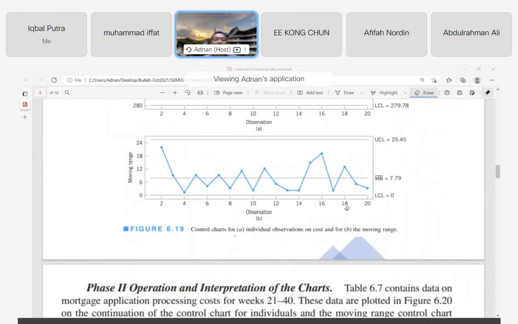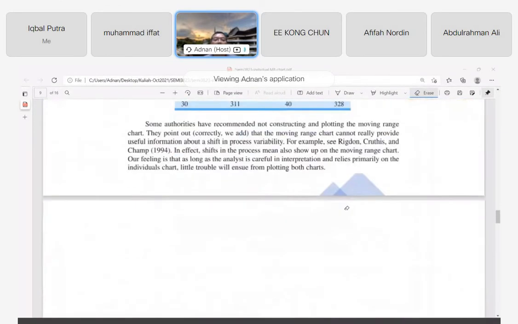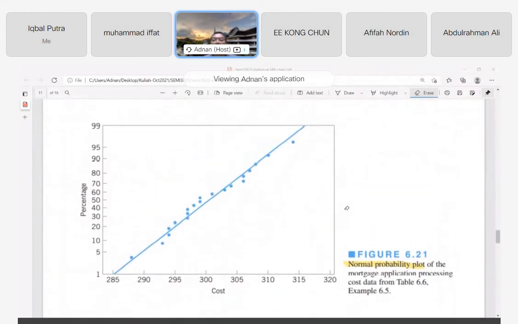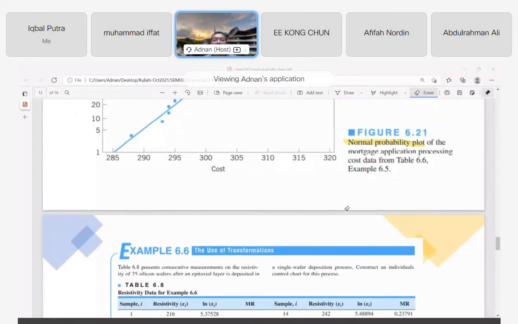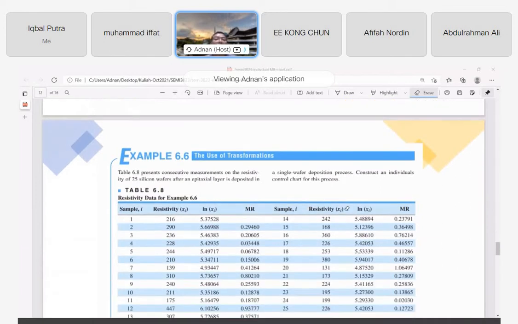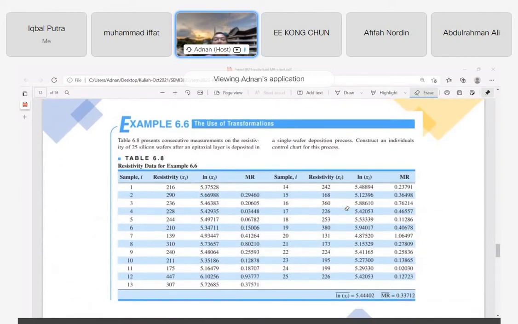So in this slide, it shows that we can check whether it's normally distributed or not by using a normal probability plot. If it's a normal distribution, then there is no issue of using a control chart. Let's see in this example 6.6, where if the distribution is not normal, we can transform this. So we call it the use of transformation. We transform the data from raw data.